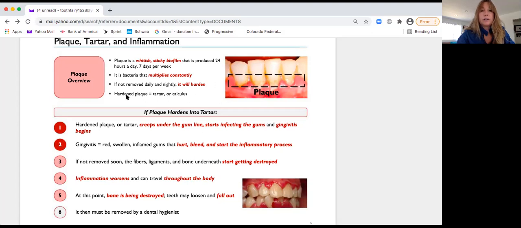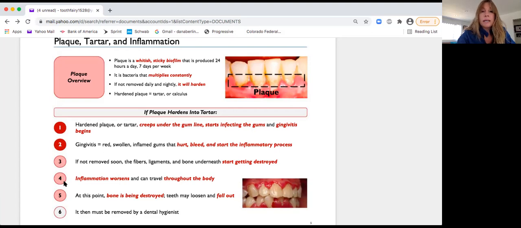That is called tartar. So if plaque hardens into tartar, hardened plaque or tartar creeps under the gum line, starts infecting the gums, and gingivitis begins. Gingivitis equals red, swollen, inflamed gums that hurt, bleed, and start the inflammatory process. And if not removed soon, the fibers, ligaments, and bone underneath start getting destroyed.